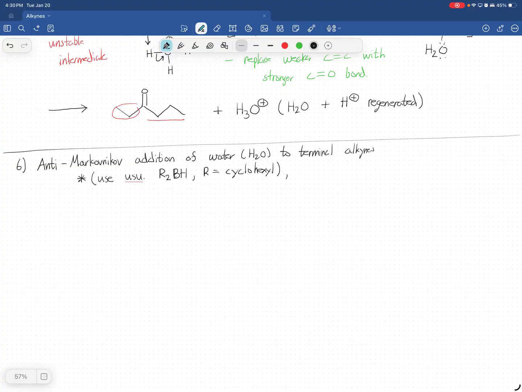The reason is, remember BH3, borane, we use that for alkenes. Borane is too reactive, so it won't actually stop at the alkene stage. It'll actually go further. So it's too reactive here, and that's why we had to modify the reagent. So a terminal alkyne, a prime example is R triple bond CH, a typical terminal alkyne.